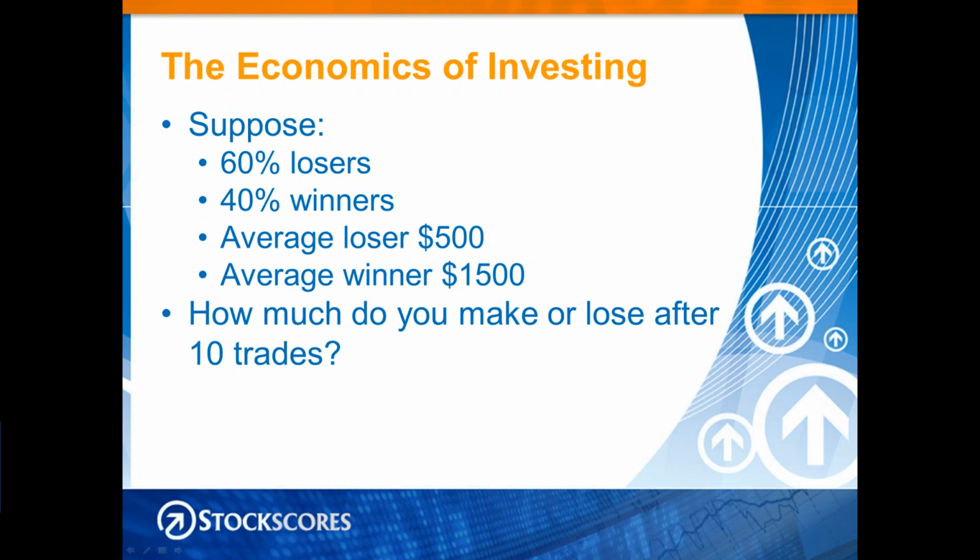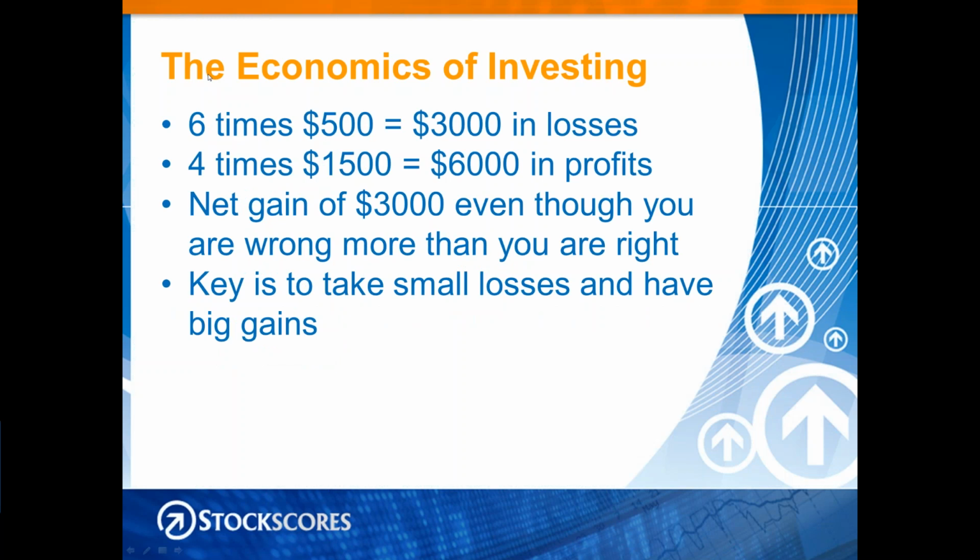All right, so have you figured it out yet? Well, let me show you the answer. So if 6 times out of 10 we lose $500, that means after 10 trades we have $3,000 in losses. If 4 times out of 10 we make $1,500, then that means out of 10 trades we have $6,000 in profit. Our net gain, therefore, is $3,000.